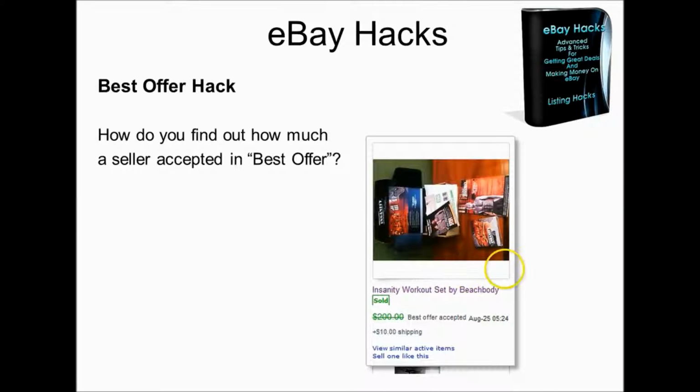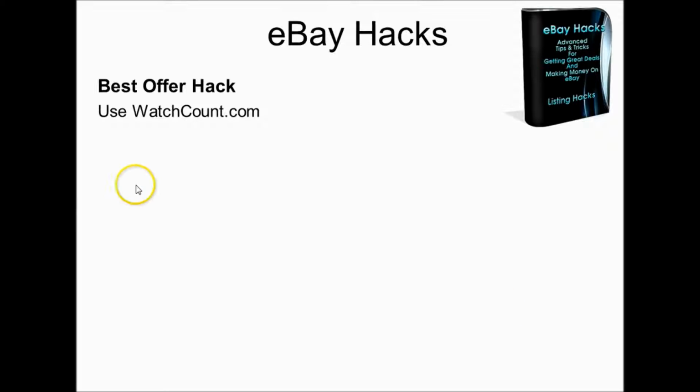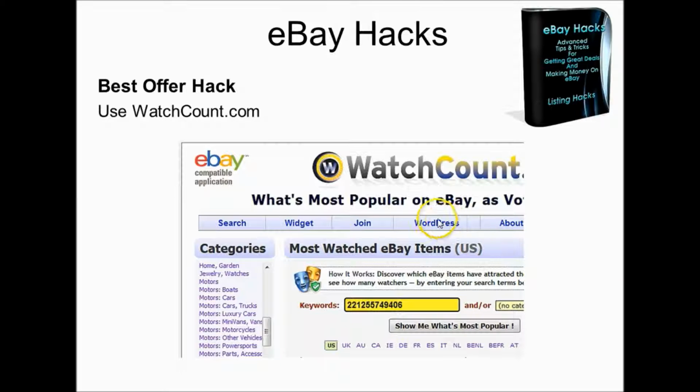What you can do here is grab the item number from this listing. Typically the item number, when you click on the listing, will be on the right side of the page below the top section, which has the photos and the seller's information. Just below that it'll have an item number. So grab the item number from there and then go over to watchcount.com, and watchcount is a useful website that shows items that are the most watched on eBay. We're going to use watch count in a little bit different way than they have you use it, and it's a very cool little hack.